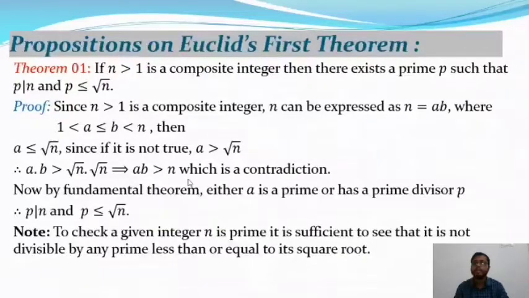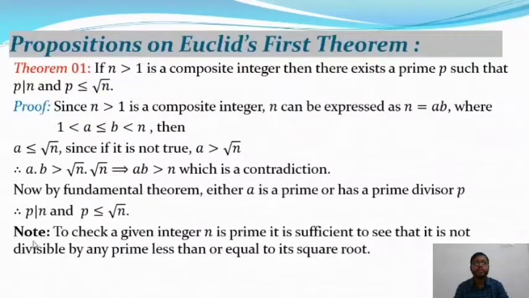But we know that any composite number can be written as n = a·b. But when we take a greater than root n, then from this we will get ab is greater than n. Okay, so the theorem is not true. Therefore, by the fundamental theorem, either a is a prime or it has a prime divisor p. So that means p divides n and p is less than or equal to root n. So this is the proof of the above theorem.